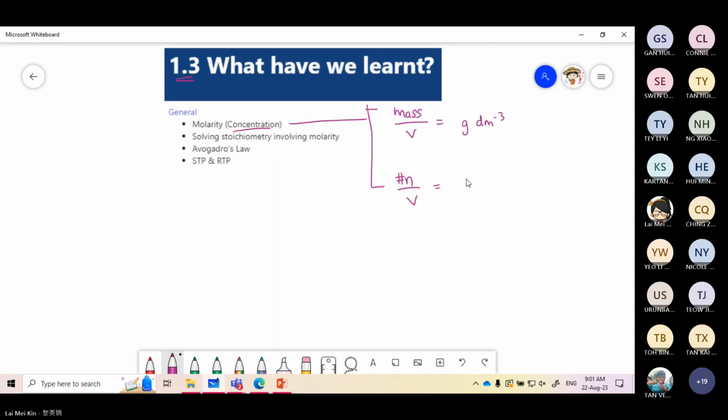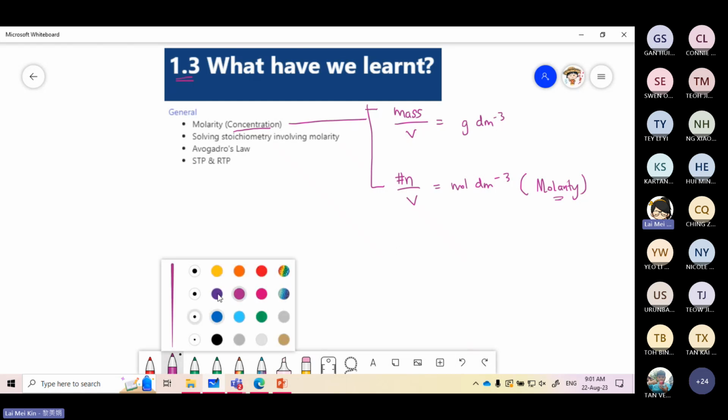What about number of mole per volume? What is the unit that we will get? Mole per decimeter cube. So this is also known as what? Molarity. So this whole thing, number of mole over volume, is a concentration. This concentration is also known as molarity.